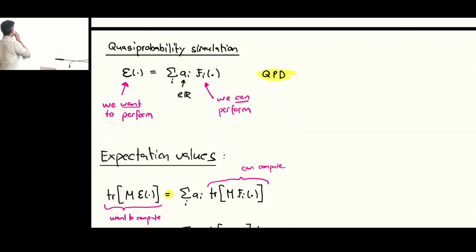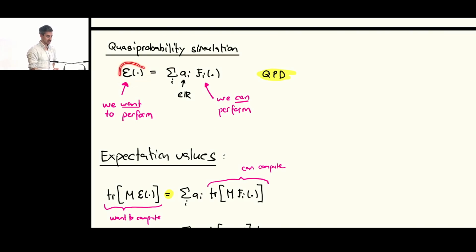Okay, how is this done? This is done by a technique that maybe most of you have seen at some point. I was told it was borrowed from classical computer science, and it's called quasi-probability simulation. The idea is nice, but also very simple. I explain it here in simple terms.